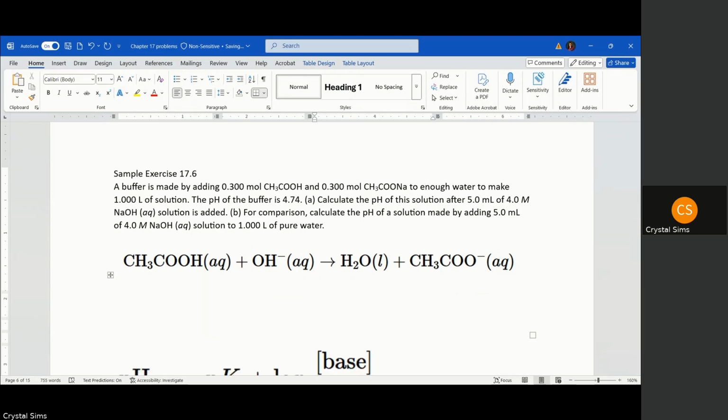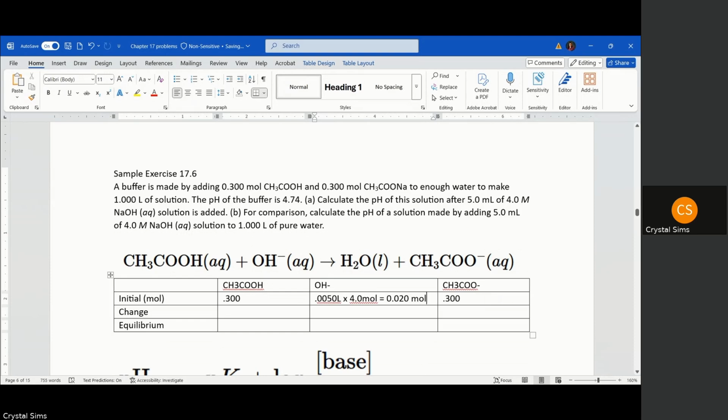Okay. So that's where that comes from. Again, water, we're not worried about that. Now, neutralizing this particular amount of hydroxide ion is going to require 0.020 moles of acetic acid. So we're going to have to put that in our change here. So we'll have to subtract 0.020. We're going to end up getting rid of all of this hydroxide. So we plug that in, minus 0.020.